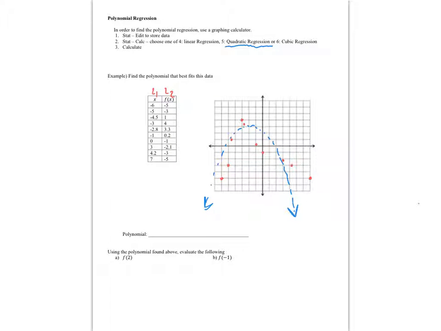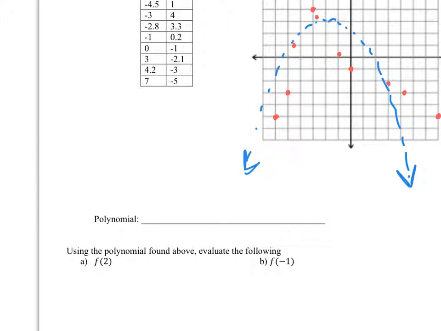Once you calculate the equation of that quadratic, you should get, let me select a smaller pen size. All right, you'll get the equation negative 0.13x squared minus 0.18x plus 1.05. There it is. There's your polynomial. That represents the quadratic regression modeled by this data.